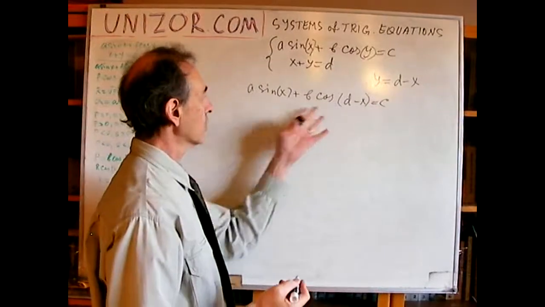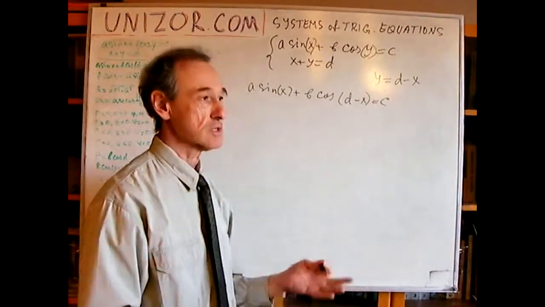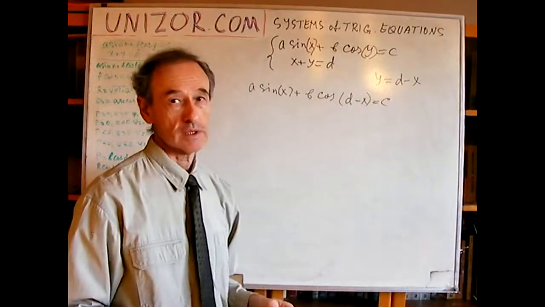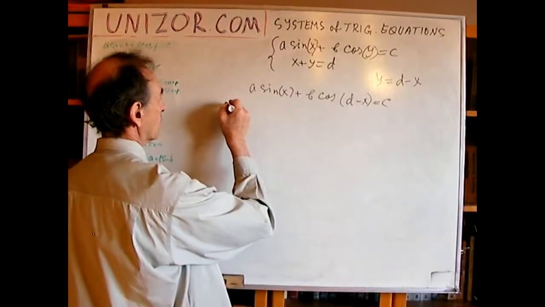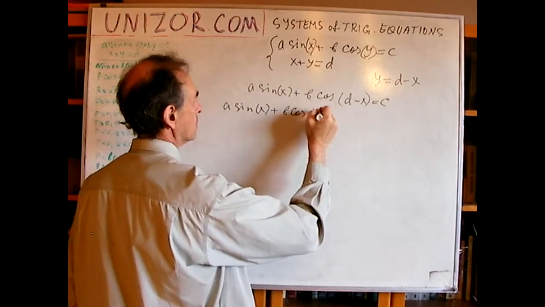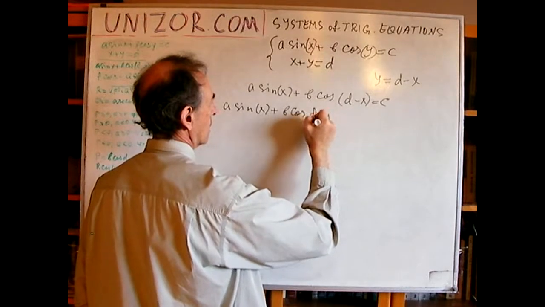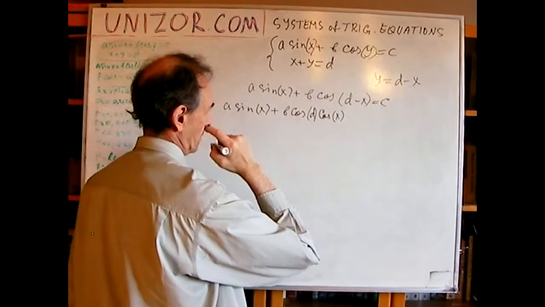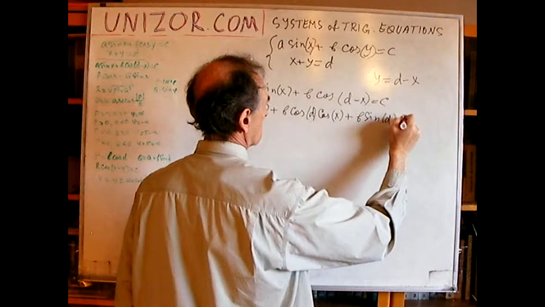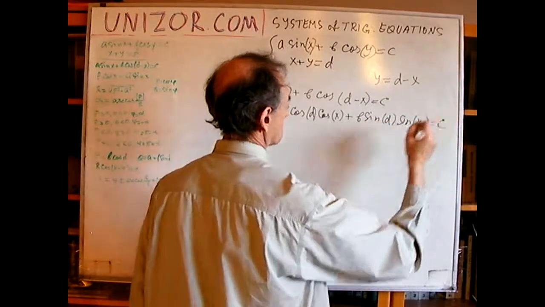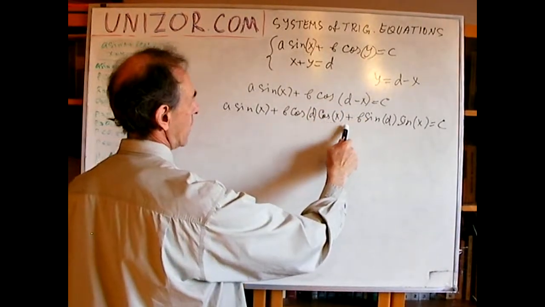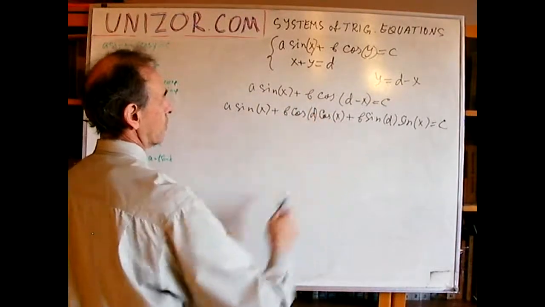Now, obviously, I cannot solve it without certain manipulations, and the first manipulation, which is natural, is to open up the cosine of the difference between two angles. So it will be a sine x plus b cosine d cosine x plus b sine d sine x equals c. All right? Cosine of the difference is cosine cosine plus sine sine, and the coefficient b goes to both terms.